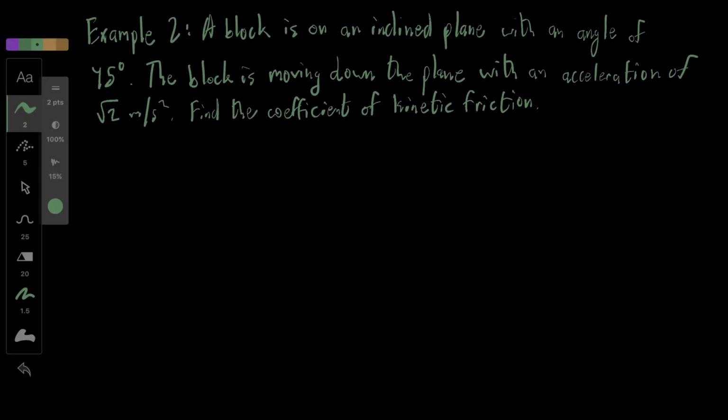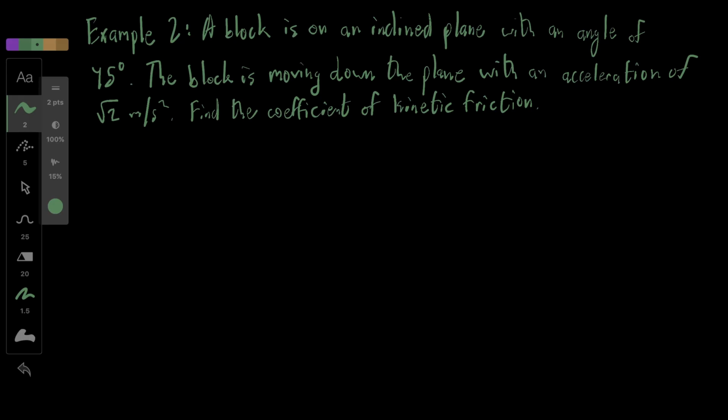Over here, we have our second example. Example 2. A block is on an inclined plane with an angle of 45 degrees. The block is moving down the plane with an acceleration of the square root of 2 meters per second squared. Find the coefficient of kinetic friction.